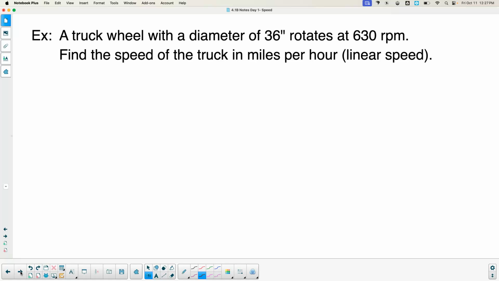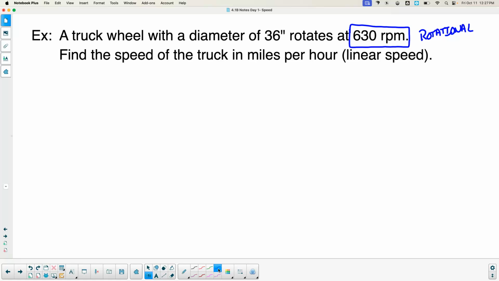One of the nice things that for some reason students don't pick up on is the fact that we will give you a certain speed or quantity, let's say. And in this particular case, we are giving you 630 revolutions per minute. That is a rotational speed.